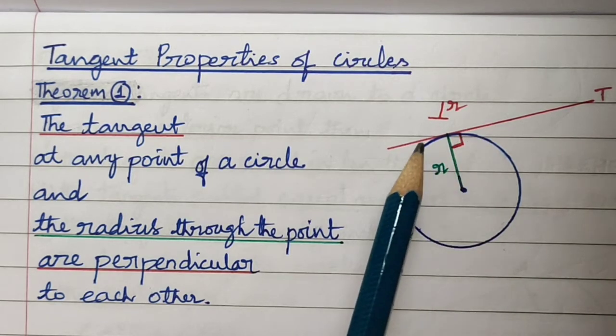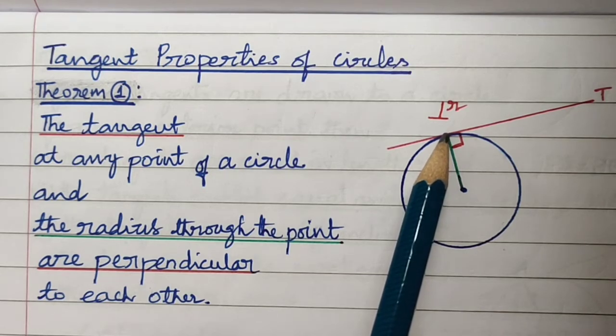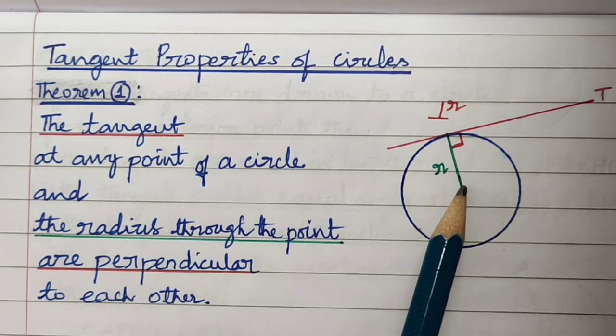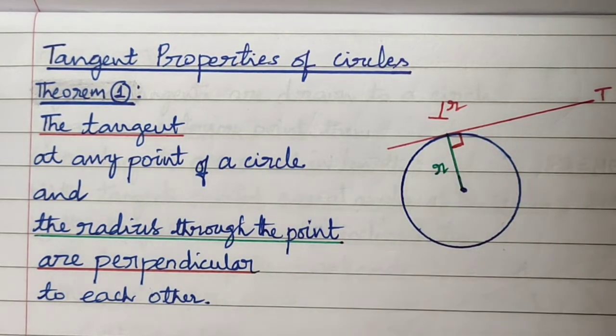When you draw a tangent to a circle, at the point of contact where the tangent touches the circle, if you draw a radius from that point, then the radius and tangent are perpendicular to each other.